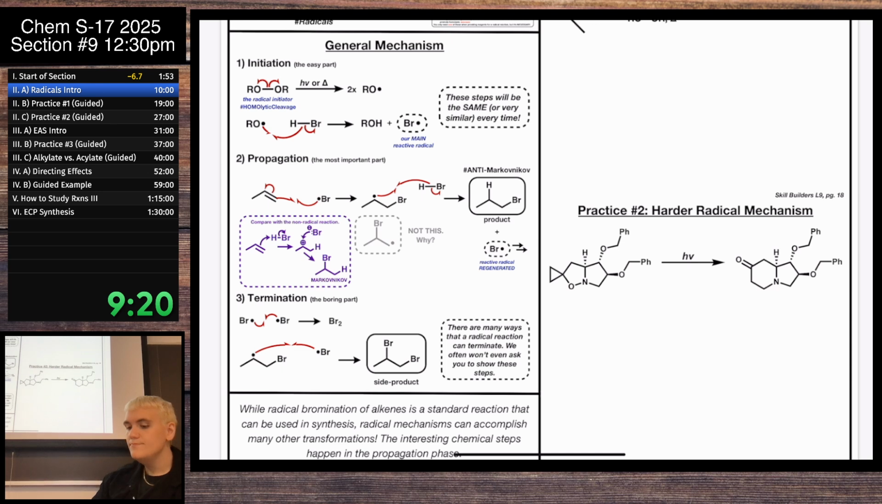Yeah. So even if we don't have to write the termination step, do you still want us to write that a radical bromine comes out of it?